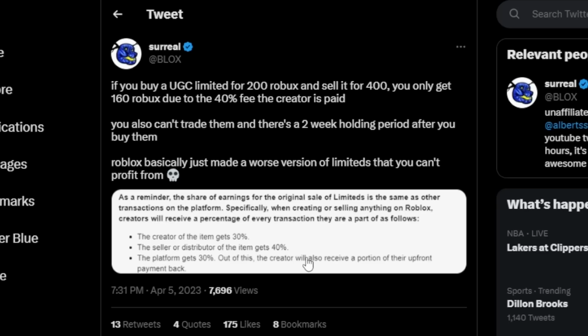If you have a 1,000 Robux item, you couldn't even sell it for double the amount and make profit. You would have to sell it for almost triple the amount to make any profit, which is honestly just crazy. And that is the biggest issue with these UGC Limiteds, because you're basically not gonna make profit. It's just kind of how it is.